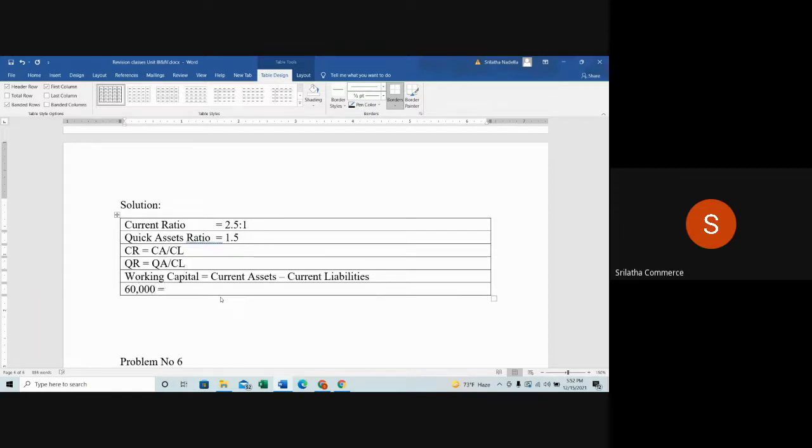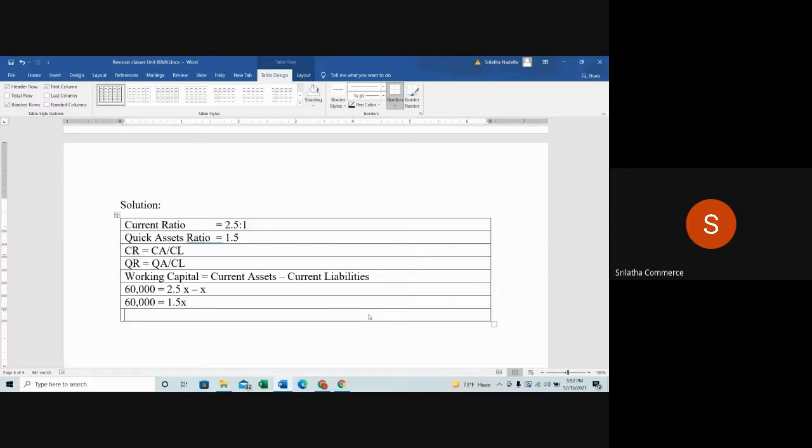60,000 is equal to, what will be your current assets? If your current liabilities are X, then current assets are 2.5x. So it will be 2.5x minus x, isn't it? You're assuming current liabilities as X. So now you solve the equation. 60,000 is equal to, we'll go slowly, 2.5x minus x, which comes to 1.5x.